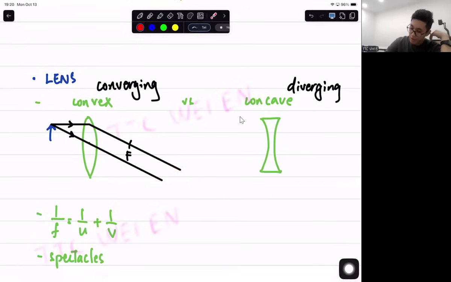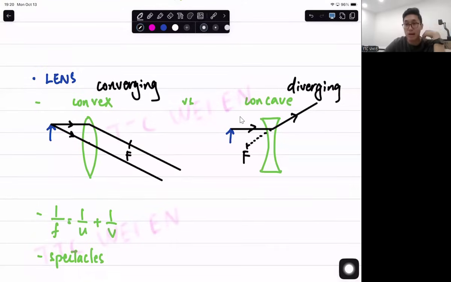For concave, this is your object. You go straight, but then you go outwards. But this outwards is not random. You must always be able to trace back to the F. That is how you know where it goes. The second line, same thing, always goes straight through the middle. So your image is here.